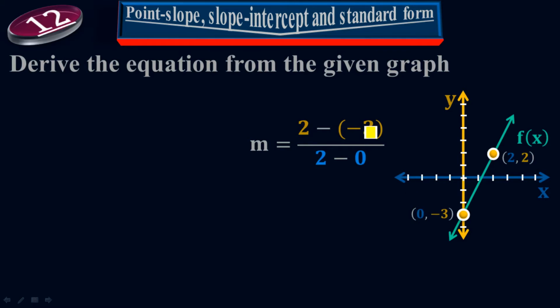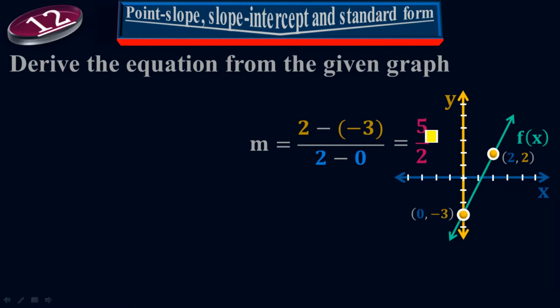Just put negative 3 for y sub 1, and x sub 2 is 2 and x sub 1 is 0. So this is my y sub 2 minus y sub 1 over x sub 2 minus x sub 1. Negative times negative will be positive. So I will have 5 over 2. This is going to be the slope of the line. But if you want to try the rise over run procedure, you can do it.